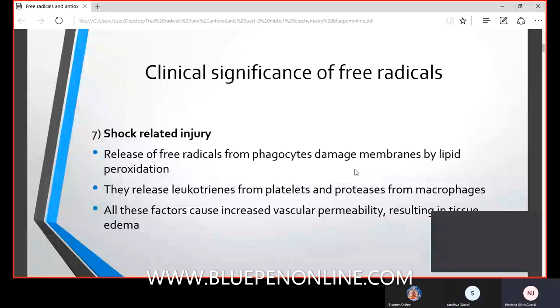Actually, it is by the action of free radicals from phagocytes that damage membranes by lipid peroxidation, because they release leukotrienes from platelets and proteases from macrophages. All these factors can cause increased vascular permeability, resulting in tissue edema.